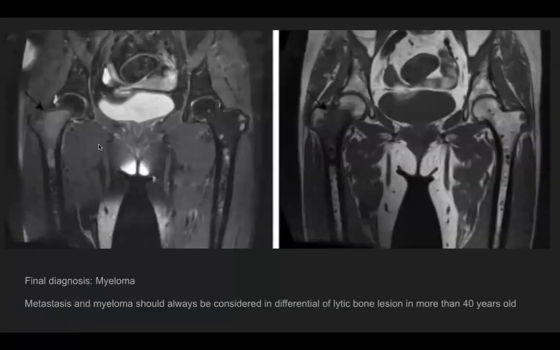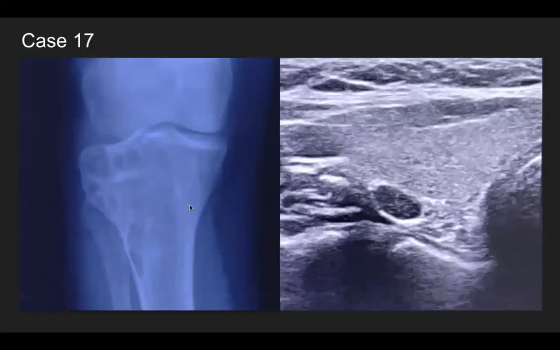And remember that metastasis and myeloma can look very much benign. Even on MRI, they will look very well defined, no cortical break, no extraosseous component, well demarcated. So whenever you see any patient more than 40 years of age, always include metastasis and myeloma in your differential diagnosis and classify the tumor as indeterminate.